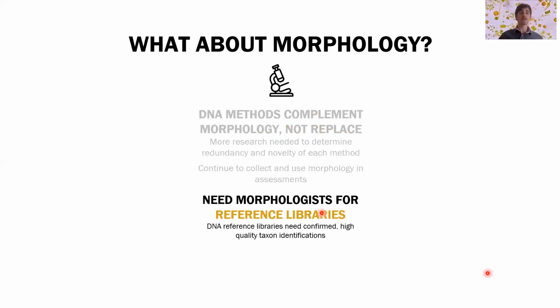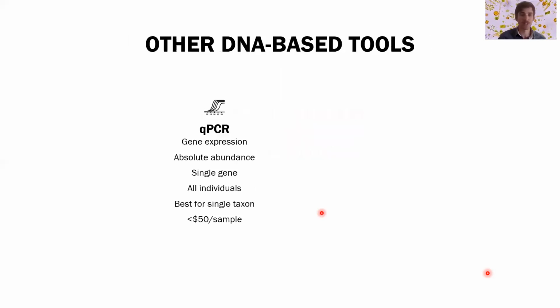Regardless, we need morphologists now and in the future for building those reference libraries. We need confirmed high quality taxon identifications associated with sequences. So that is a clear place where morphologists can work in addition to their current work in morphology assessments.